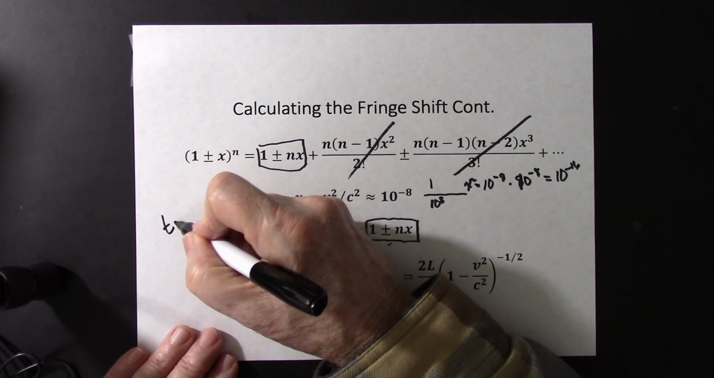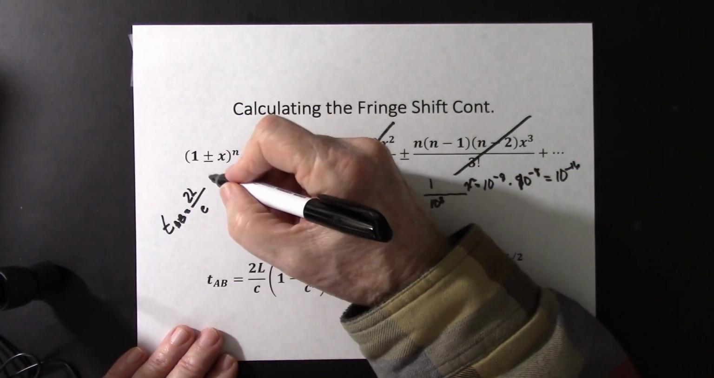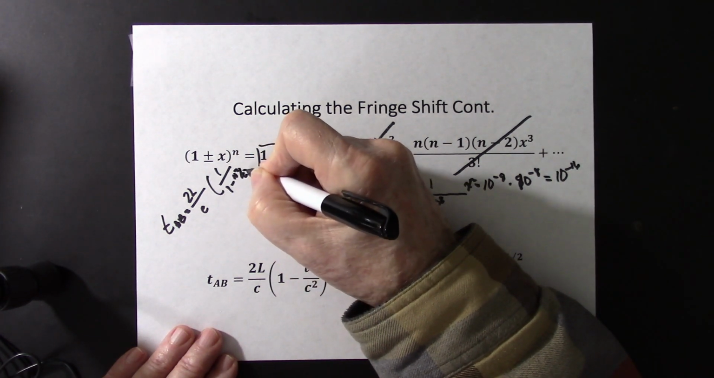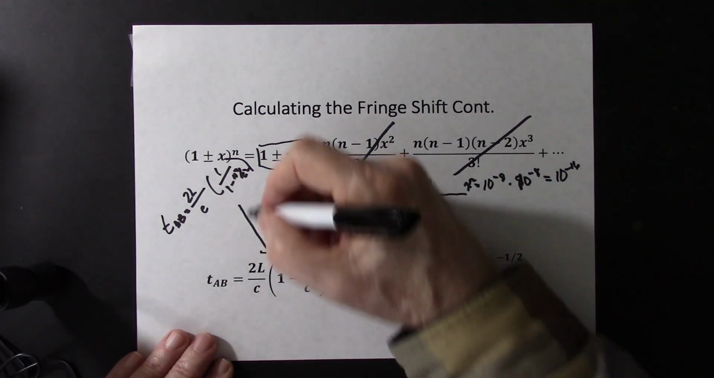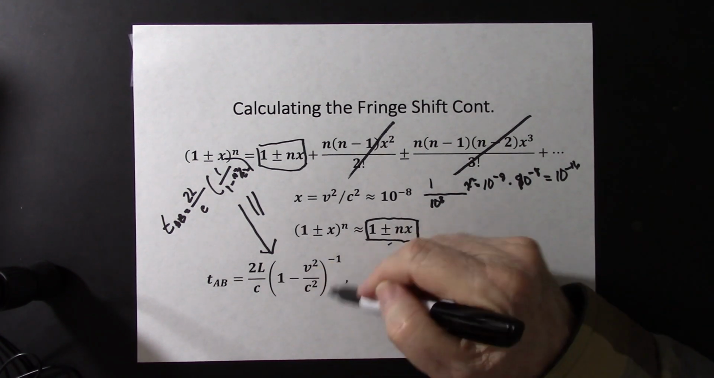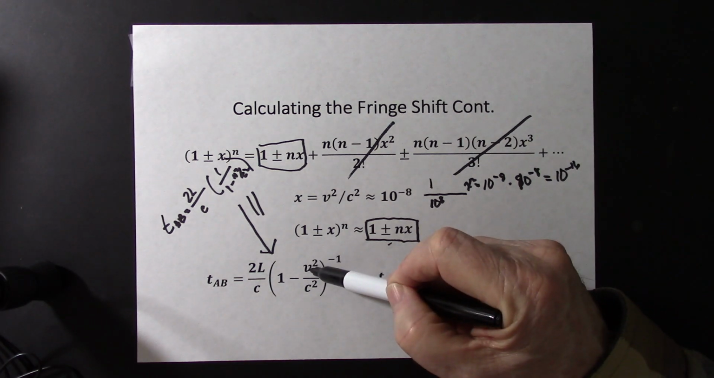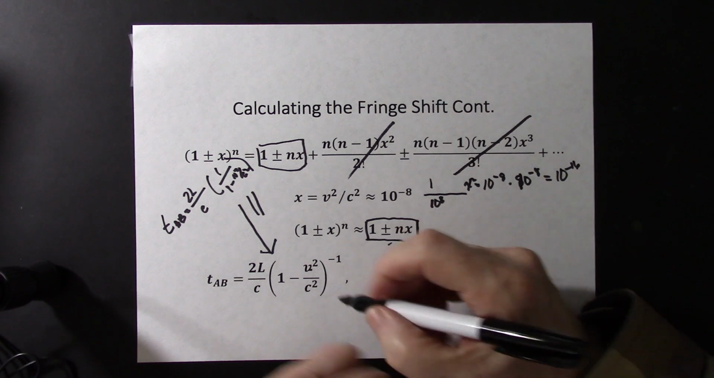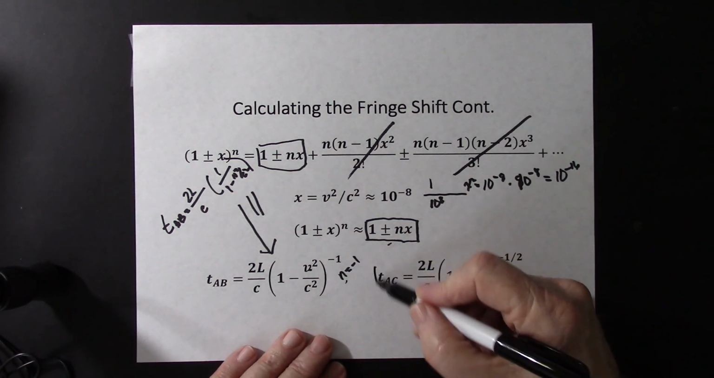Remember, TAB was equal to 2L/c multiplied by 1 over 1 minus v squared over c squared. This is the same as this. We can write that in this form. They're equal. So this expansion here just applies to what's in the curly bracket. I'm going to substitute v over c for x, which we did here. We're using a minus sign because there's a minus sign here. And n in this case is equal to -1. We do the same thing for TAC.